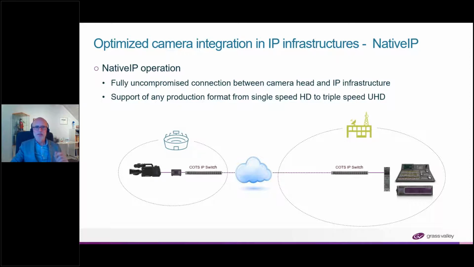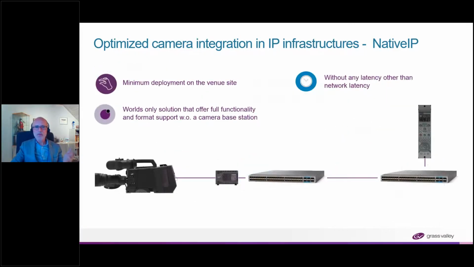And this connectivity supports any standard which the camera supports, which is today up to triple speed UHD. So that's up to 44 gig of bandwidth today. It's fully supported uncompressed. So, in summary, you have the minimum deployment on the venue side because you only need a camera together with a small power supply and a COTS switch. There is no latency other than the network latency. And this is the only solution in the world to offer the full functionality and the full format support without any dedicated camera base station.